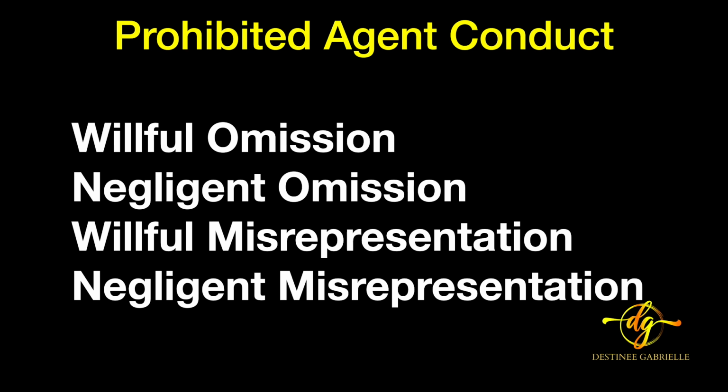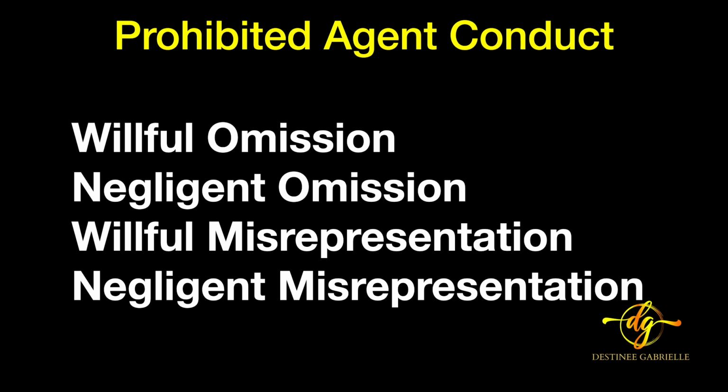Omission and misrepresentation means, did you or did you not say something? If the question says, Destiny did not tell Sue that there was a mold issue in the house, that means Destiny did not say something. So she didn't misrepresent anything because she didn't say it to start with. Now, if I knew and didn't say anything, that would be willful. If I did not know, but I also didn't try to find out, that would be negligent.